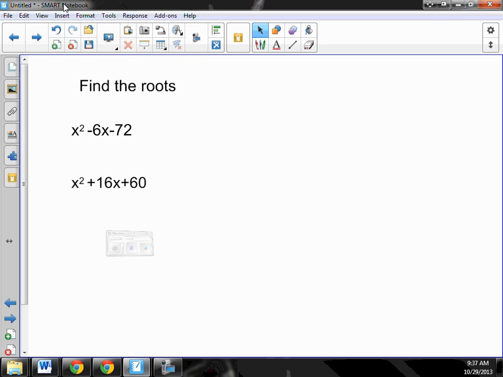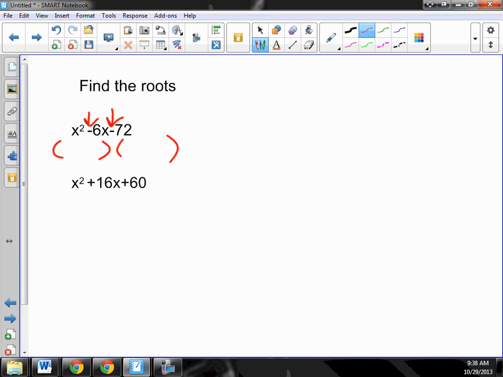So for this warm-up, you need to factor each of the quadratics and then find the roots. So if we look at the first one, what do I know about the signs in the first one? They're different, then the one's negative, one's positive. So if we look here, a negative 72 can only be created by a positive and a negative number. And then when we look at the middle sign, we know that the bigger of the two is negative. So I'm going to have x minus and x plus.